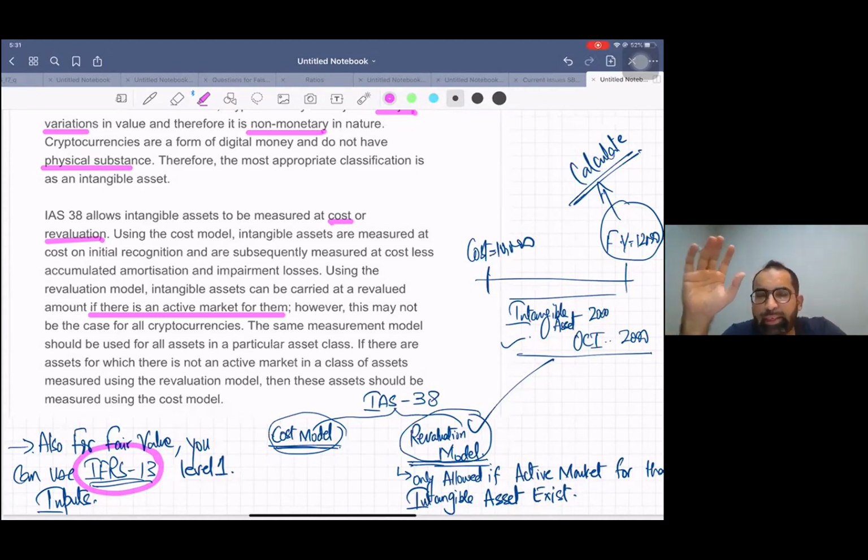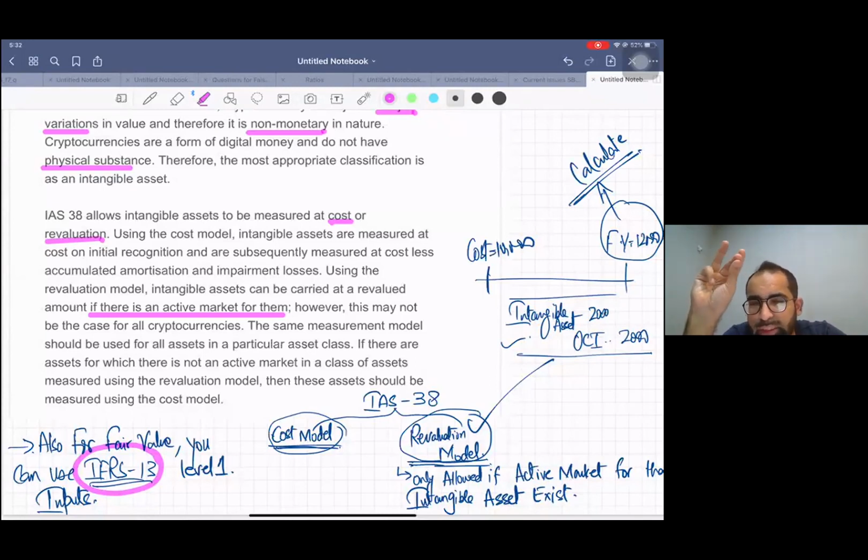So how can we summarize it? Listen, cryptocurrency is not cash. I proved it. It's not a cash equivalent. It's not a financial instrument. Even it's not investment property. It's not land and building. So finally we came to IAS 38, and this cryptocurrency meets the definition of an intangible asset, the three words: identifiable, yes; non-monetary, yes; and number three, without physical substance.